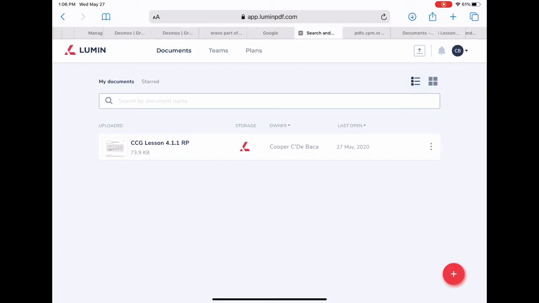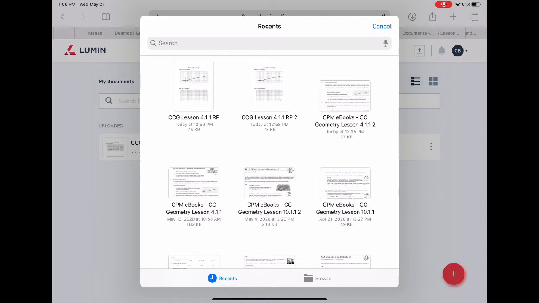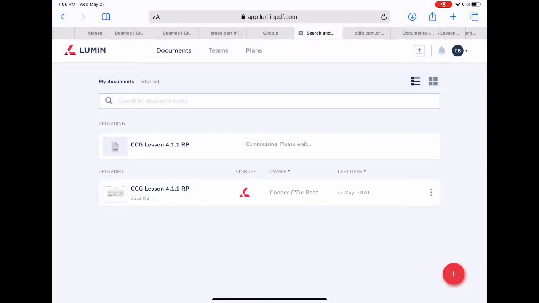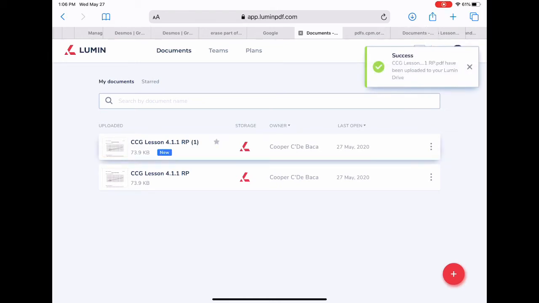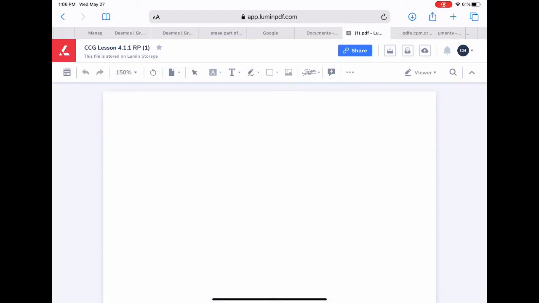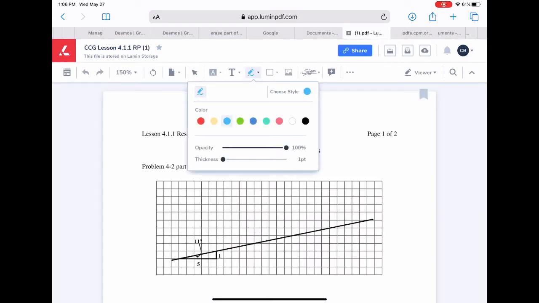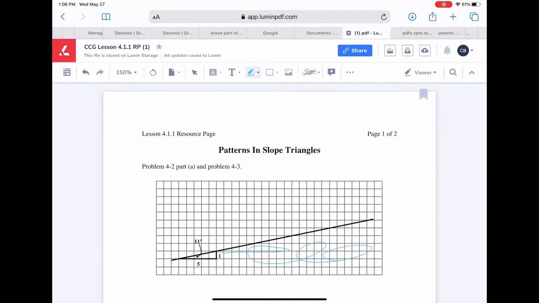You can hit the plus button and upload your files. And so here I have the files that I've downloaded. There is the resource page, and then I can open it and mark on it here. Whatever you want to do. Okay, so go ahead and use Lumen if you're using a Chromebook.